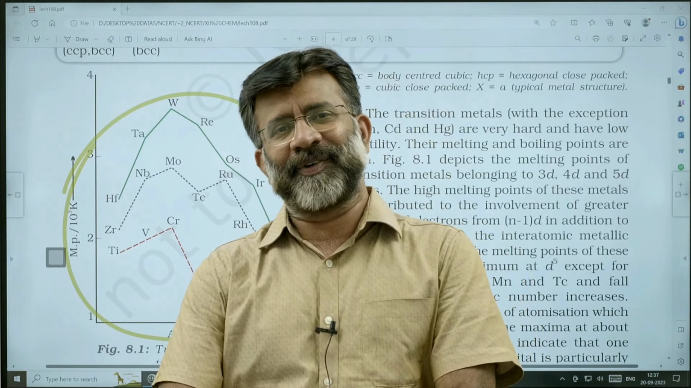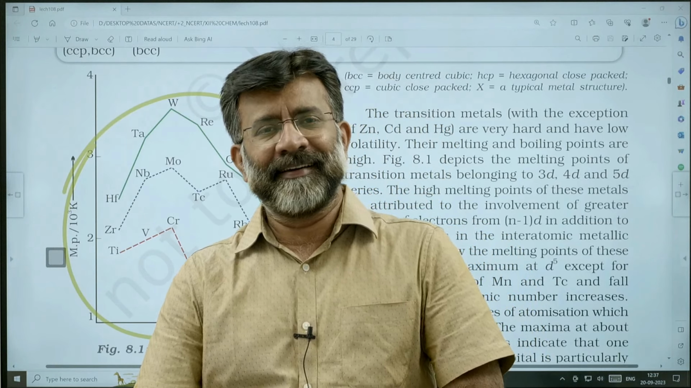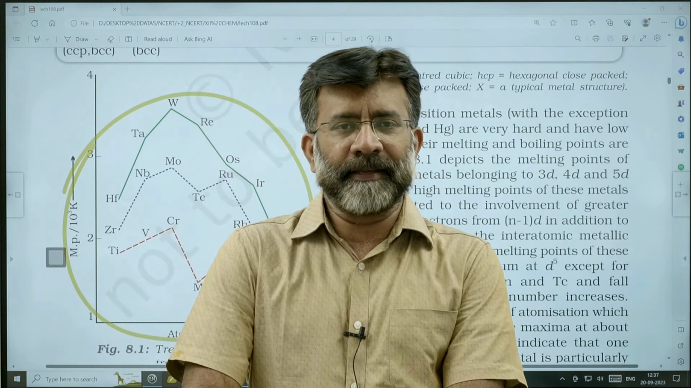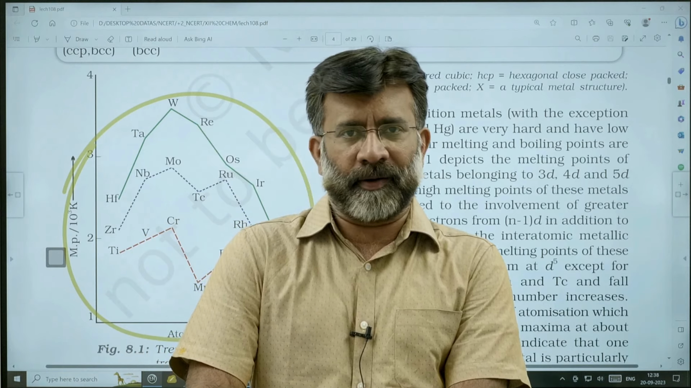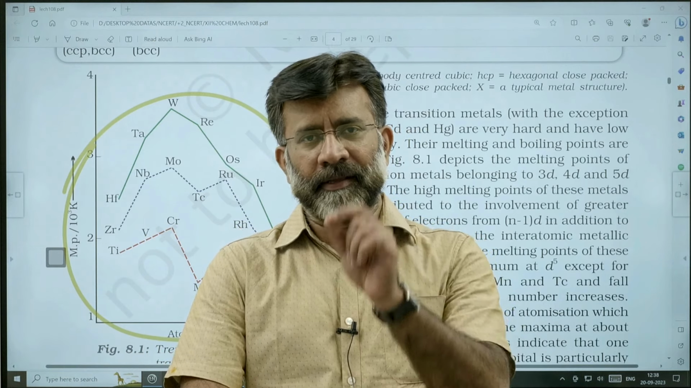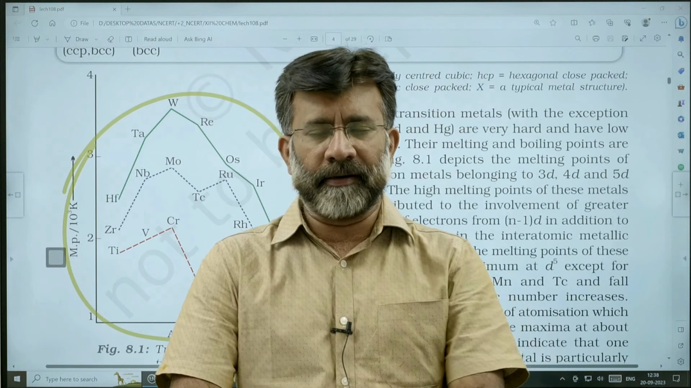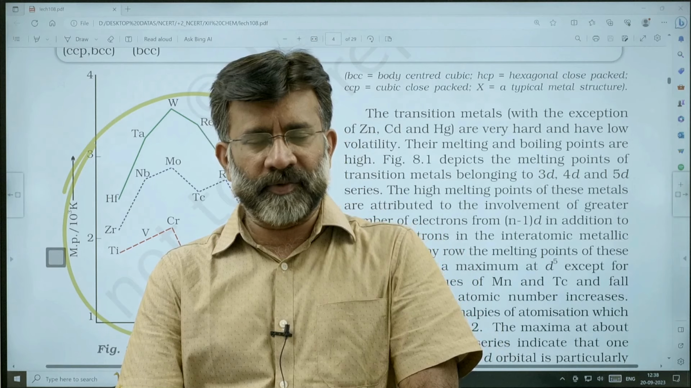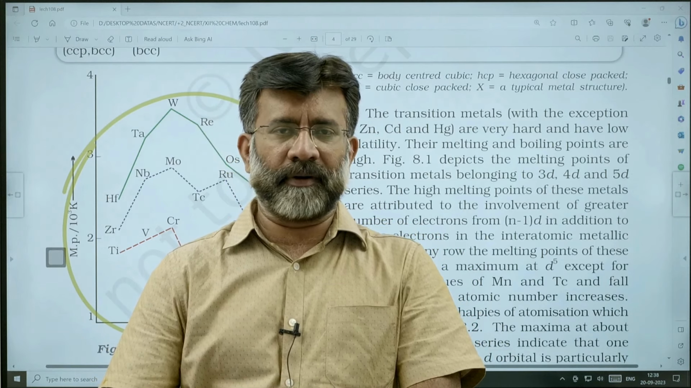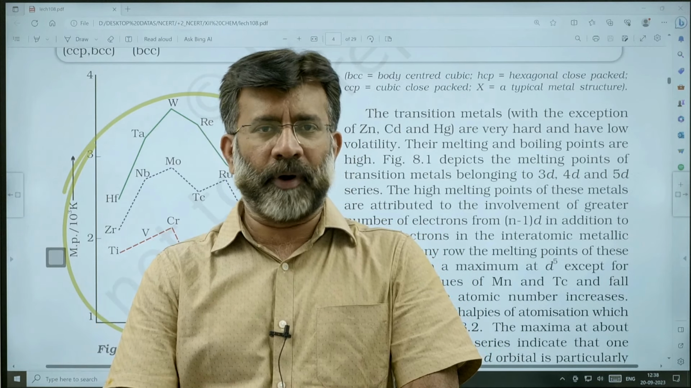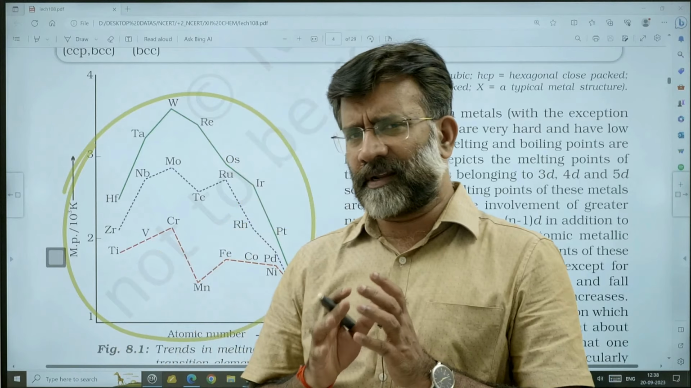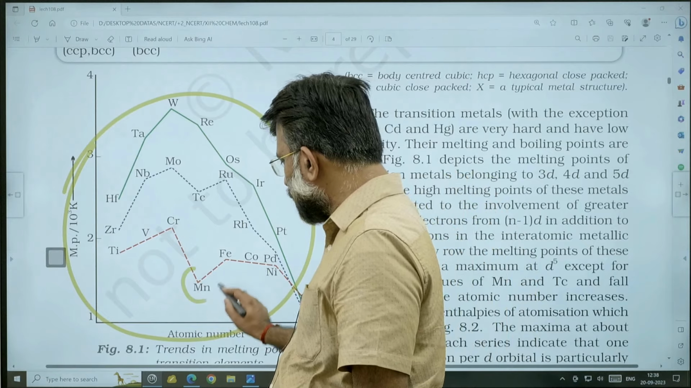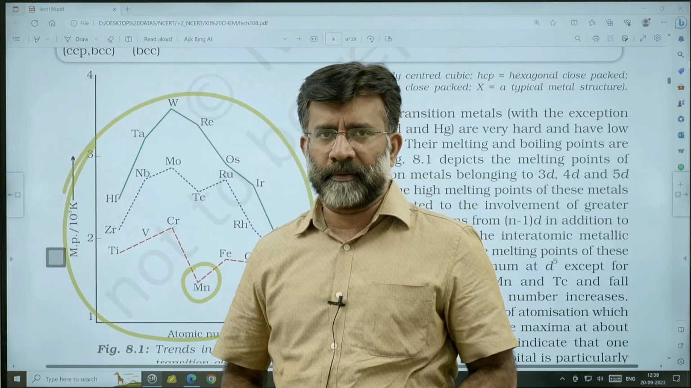What is the reason for the increase in melting point? Quite naturally, the metal-metal bonding increases due to the increase in the number of unpaired electrons. As the number of unpaired electrons increases from left to mid, the metal-metal bonding increases, which causes an increase in metallic bonding and an increase in melting point, right? But of course, there are a few exceptions we can find. You see the element manganese. Manganese has a high number of unpaired electrons.